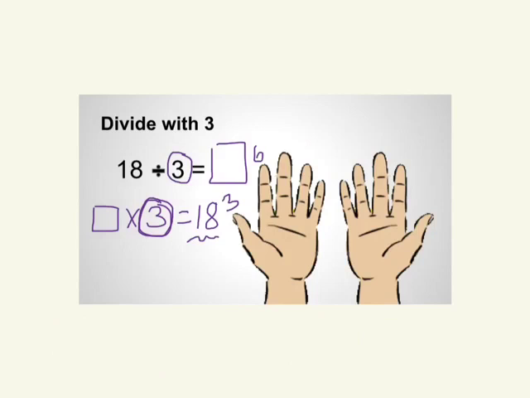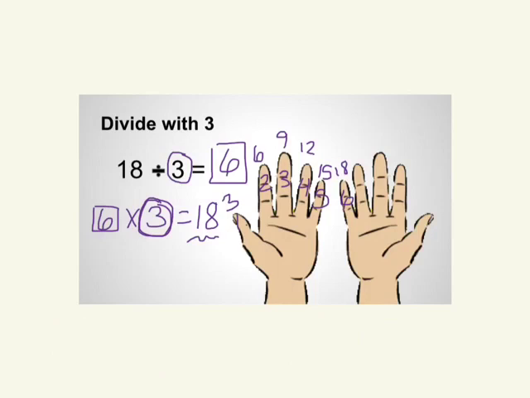3, 6, 9, 12, 15, 18. I stop right there because I got to 18, and then I need to see how many fingers I counted. 1, 2, 3, 4, 5, 6. So 18 divided by 3 equals 6, and 6 times 3 equals 18.